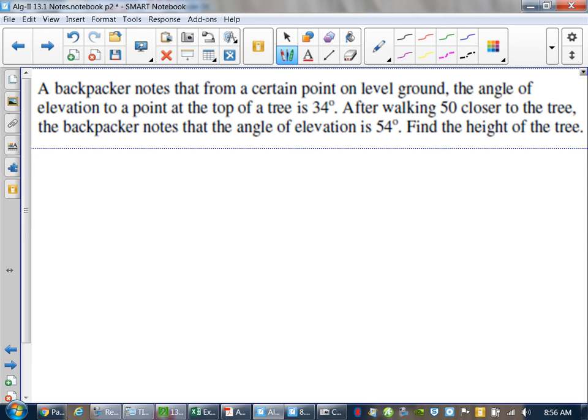You can throw a little bit more complex style problem at them pretty quickly. A backpacker notes that at a certain point on level ground, the angle of elevation to a point on top of a tree is 34 degrees. After walking 50 feet closer to the tree, the backpacker notes that the angle of elevation is now 54 degrees. Find the height of the tree.